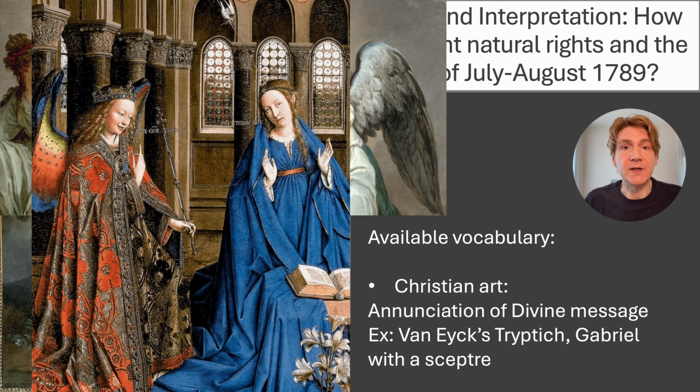So here is an example with Van Eyck's triptych, where Gabriel, holding a scepter, announces to the Virgin Mary that she is pregnant with the Son of God. Mary is typically represented reading the Bible. In parentheses, note how texts are included in the image with the book and also with the speech bubble that is coming out of their mouth.